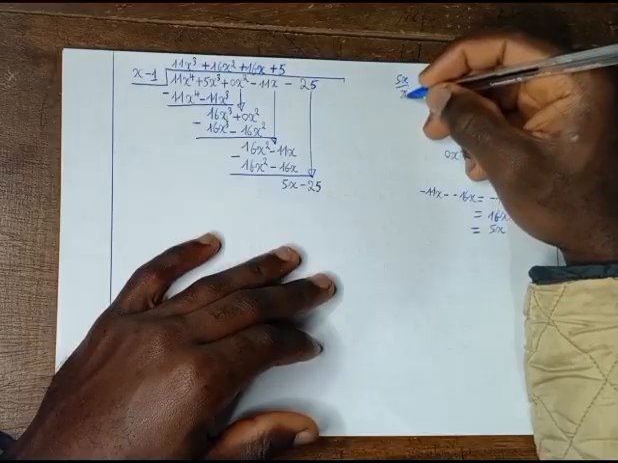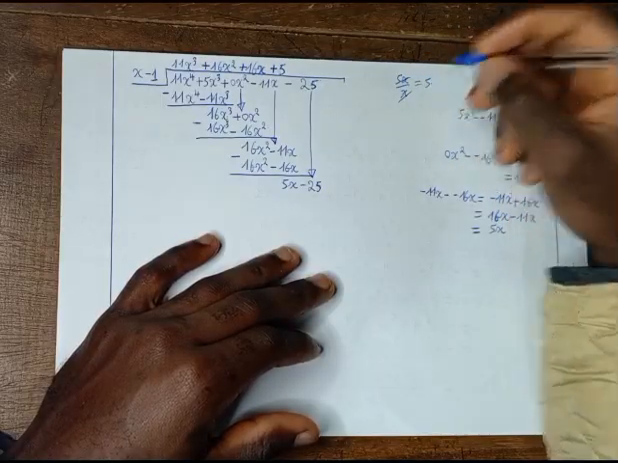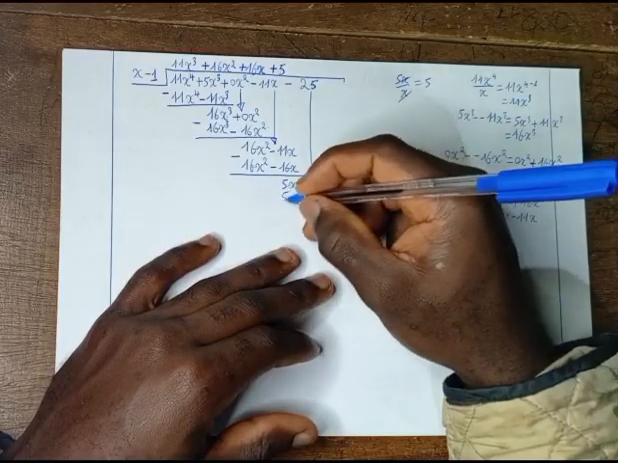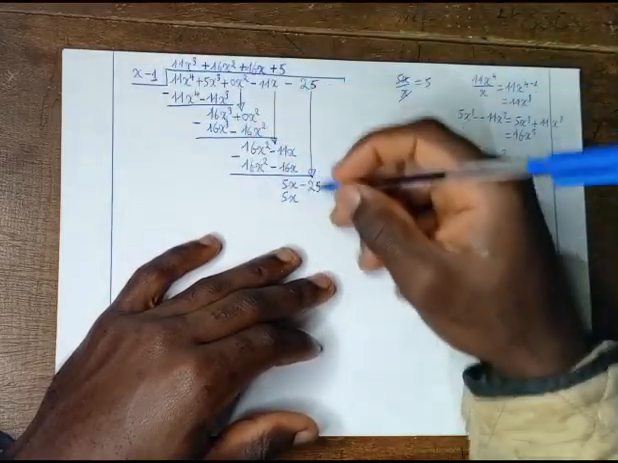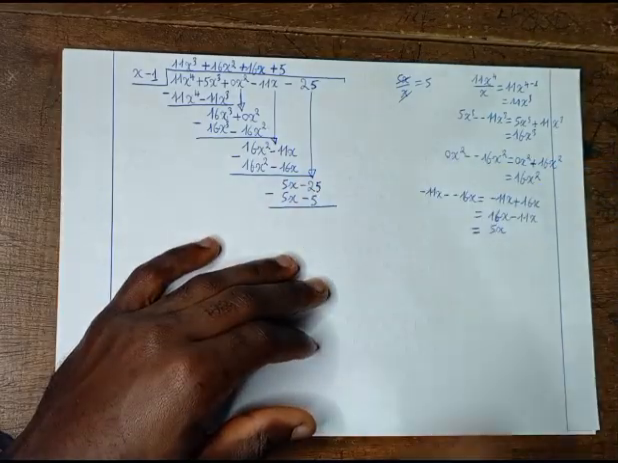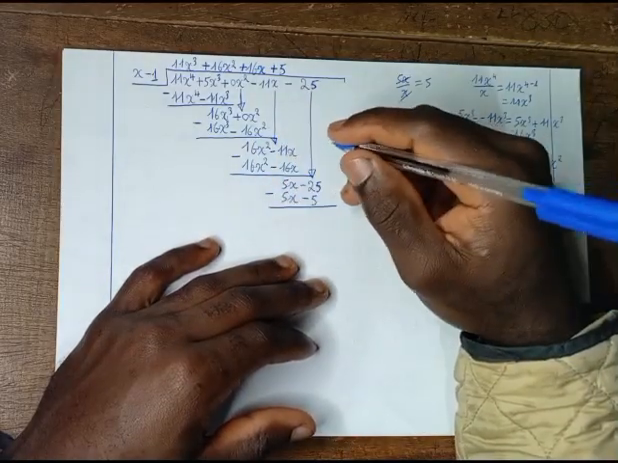5x divided by x. X will cancel, leaving simply 5. Next, we multiply 5 times x, which gives us 5x, and 5 times negative 1, which gives us negative 5. Then we subtract. 5x minus 5x gives us 0.